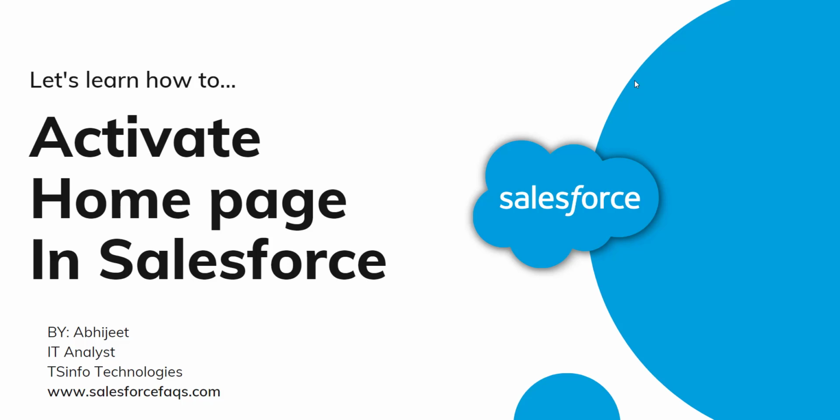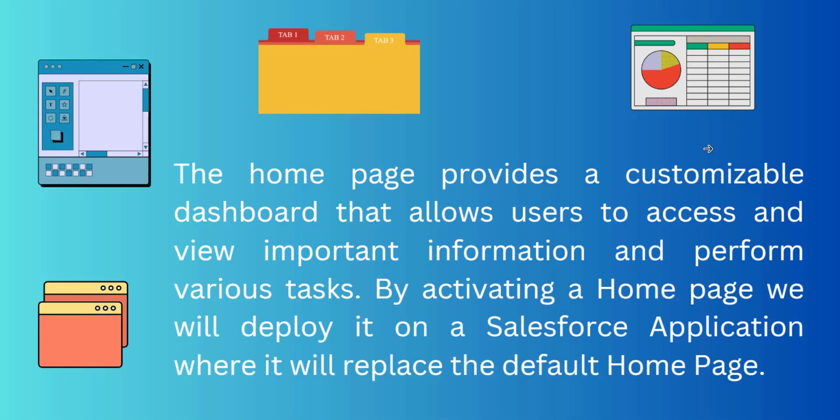I am Abhijit, and today in this video I will tell you how to activate a home page in a Salesforce application. By the term activation, we need to understand that when we activate a home page in any of the applications, it will deploy that particular app page in any of the applications which we select. In Salesforce, we already have a default home page for our applications, but many times we need a modified home page for our applications.